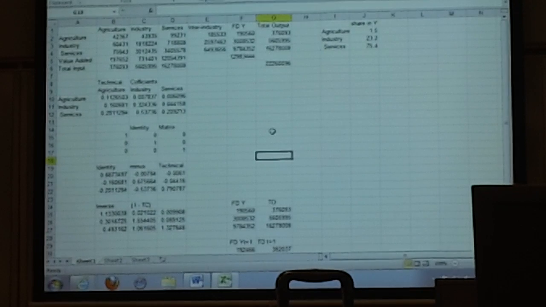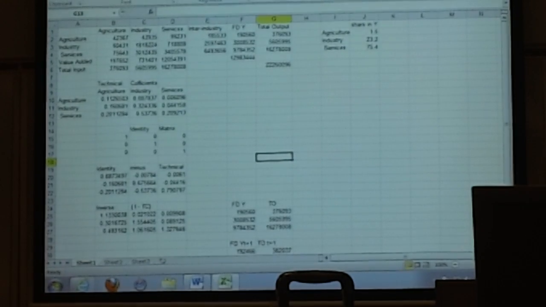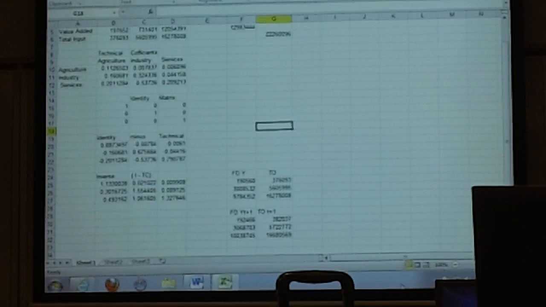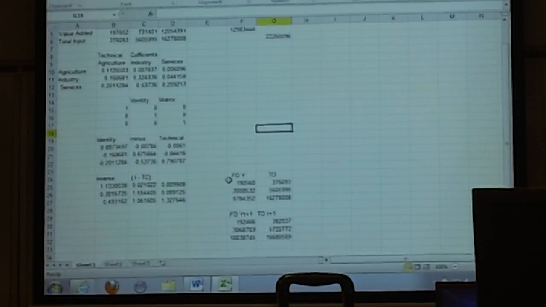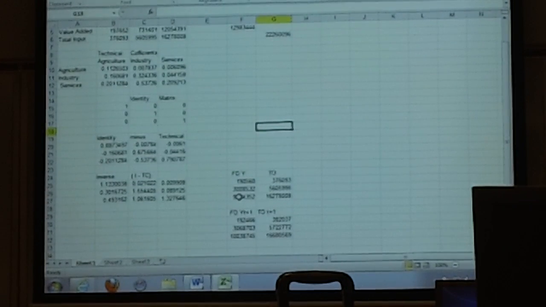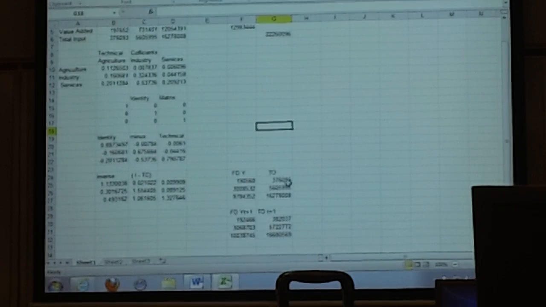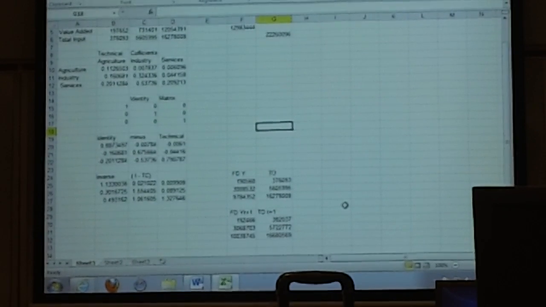Now, why are we doing all this? This is what we see next. Once we get that inverse, we multiply it by the final demand components, and it tells us how much we have to produce in each sector in order to get that final demand.